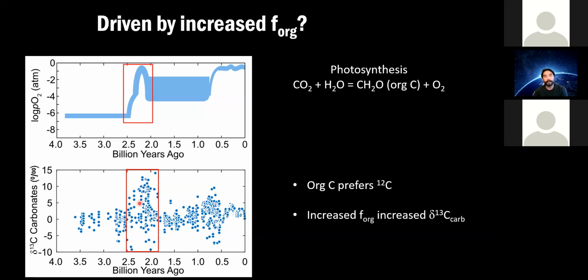And this F org, which I didn't explain, is a ratio. When carbon is drawn out of the atmosphere, it could go into inorganic carbonates or organic carbon. And this F org is the ratio of organic carbon to inorganic marine carbonates. So if we increase this amount of organic carbon, we can get this positive excursion, and we could also possibly get this rise in oxygen.